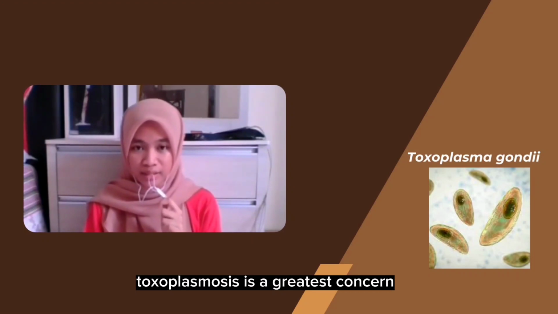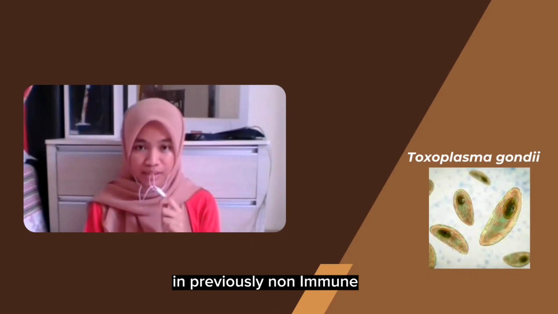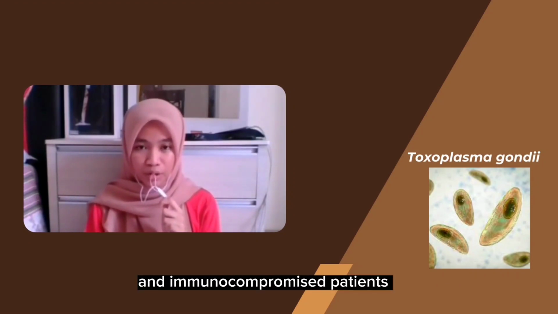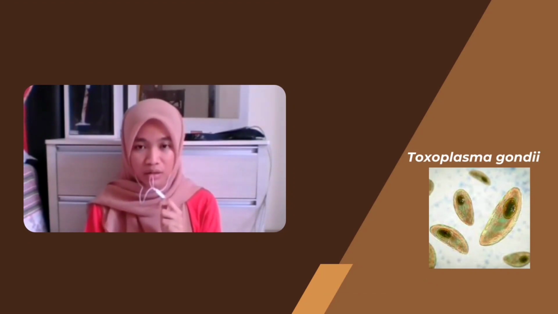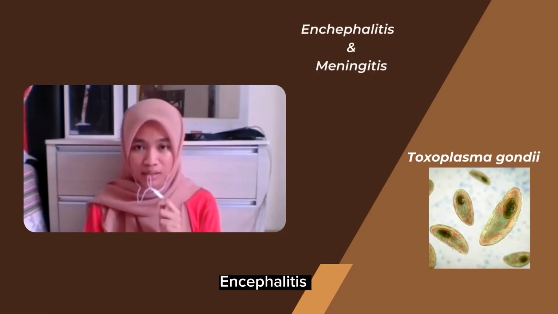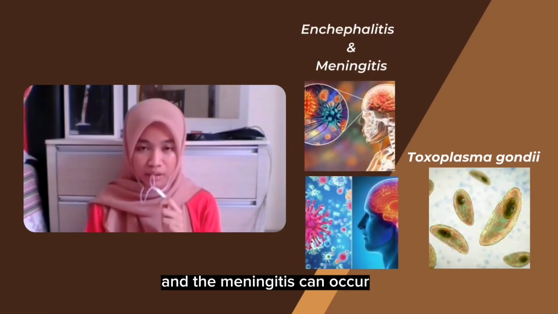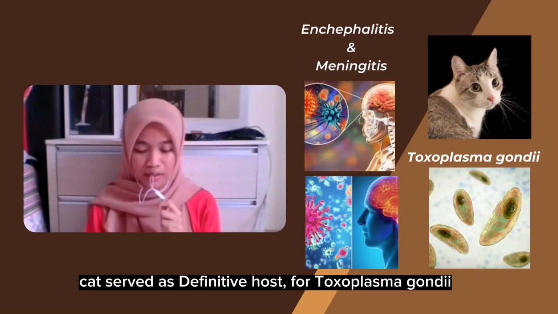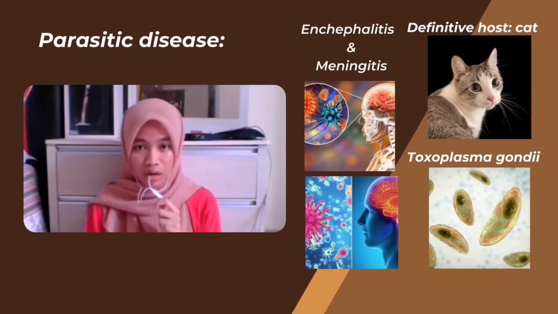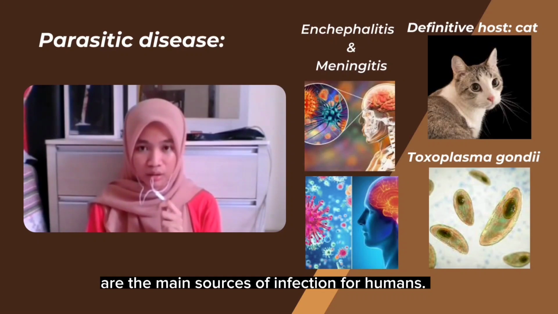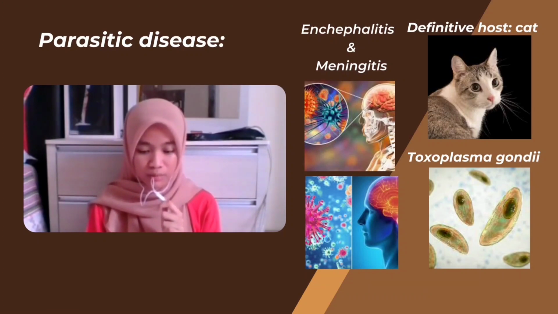Toxoplasmosis is a greatest concern in previously non-immune pregnant women and immunocompromised patients, regardless of exposure status. Encephalitis and meningitis can occur. Cat serves as definitive host. However, food and the environment are the main sources of infection for humans.